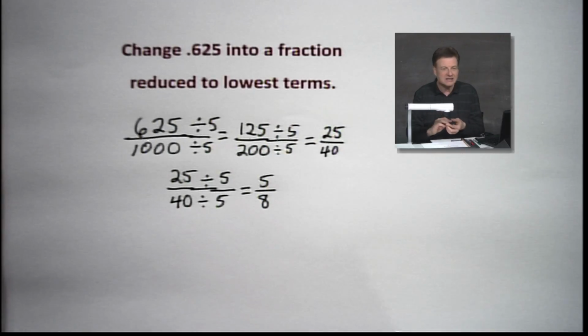Now, the check, let's check real quickly. Does it get back to 625 thousandths if we run a calculator? I love to use the calculator. Let's go do it real quick here. We're going to take 5 divided by 8. Now, folks, be sure you get that in the right order when you use that calculator. It is 5 divided by 8.